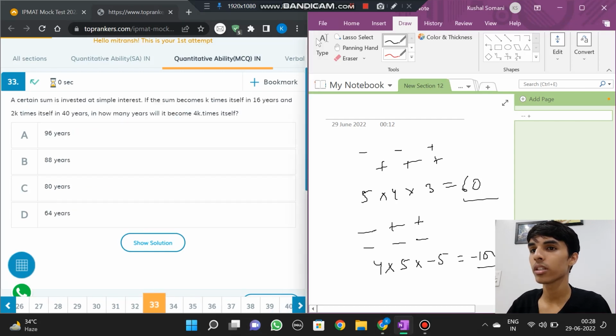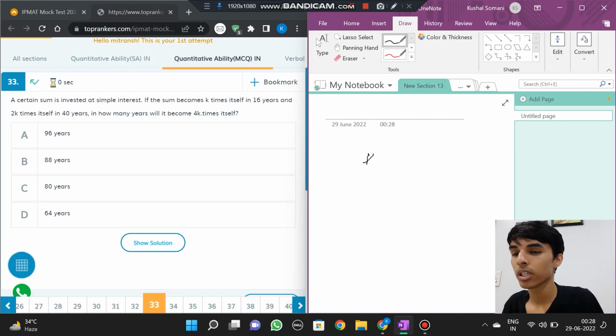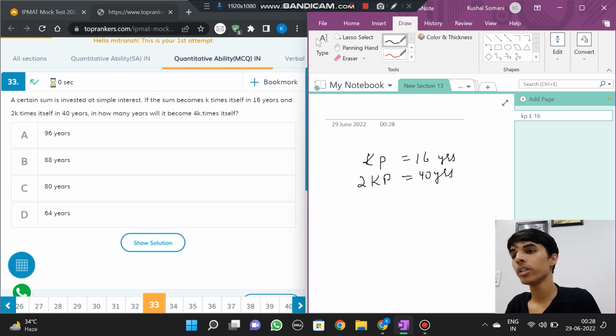This question says that a certain sum is invested at simple interest. If the sum becomes k times itself in 16 years, so it becomes k into p in 16 years, where p is the principal amount, and 2k times itself, 2kp, in 40 years. In how many years will it become 4k times itself? So it is becoming 2k times itself in 40 years.